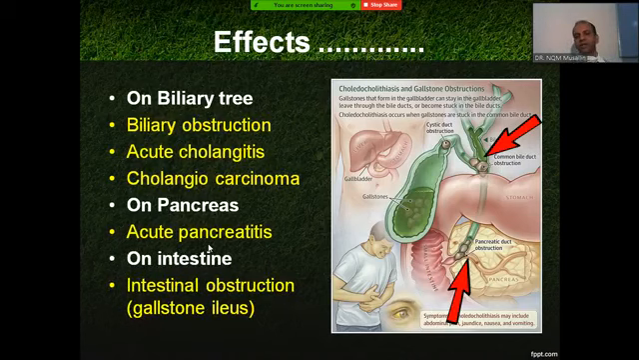On the intestine, the gallbladder stone may cause intestinal obstruction. This is called gallstone ileus. But you should know, if a stone passes from the gallbladder through the cystic duct and common bile duct and enters the intestine, this stone may not lead to intestinal obstruction. For development of intestinal obstruction, a large stone must enter the intestine through a cholecystointestinal fistula.